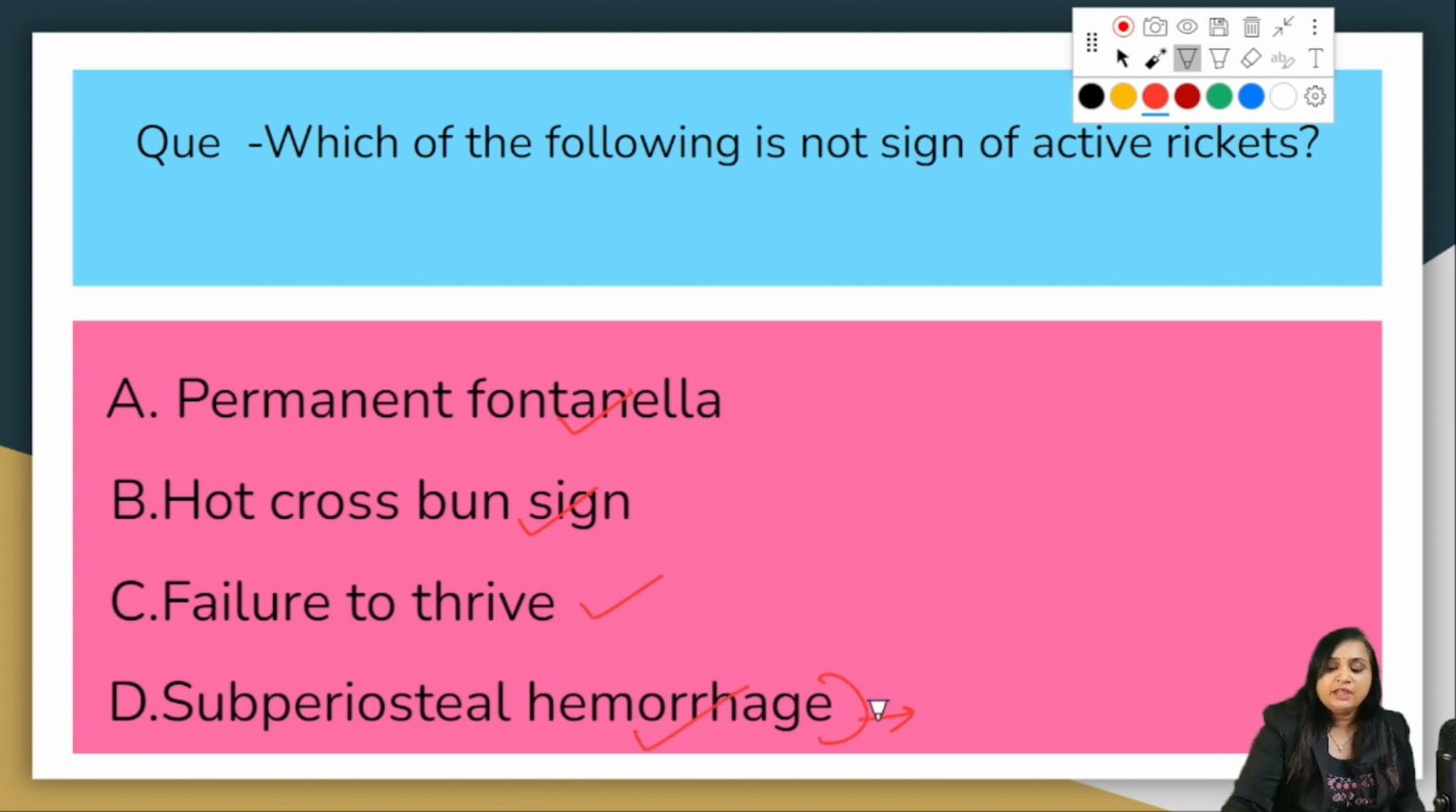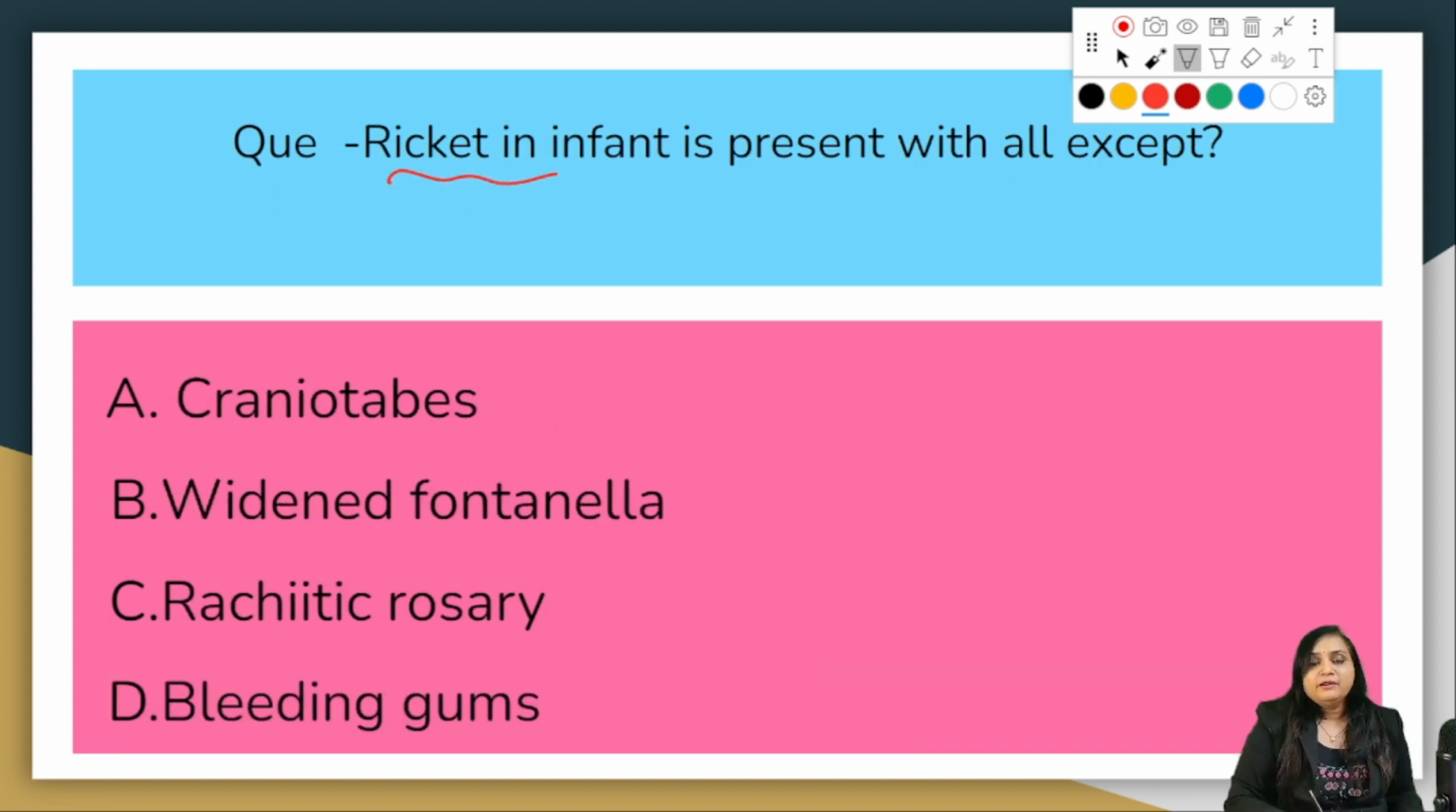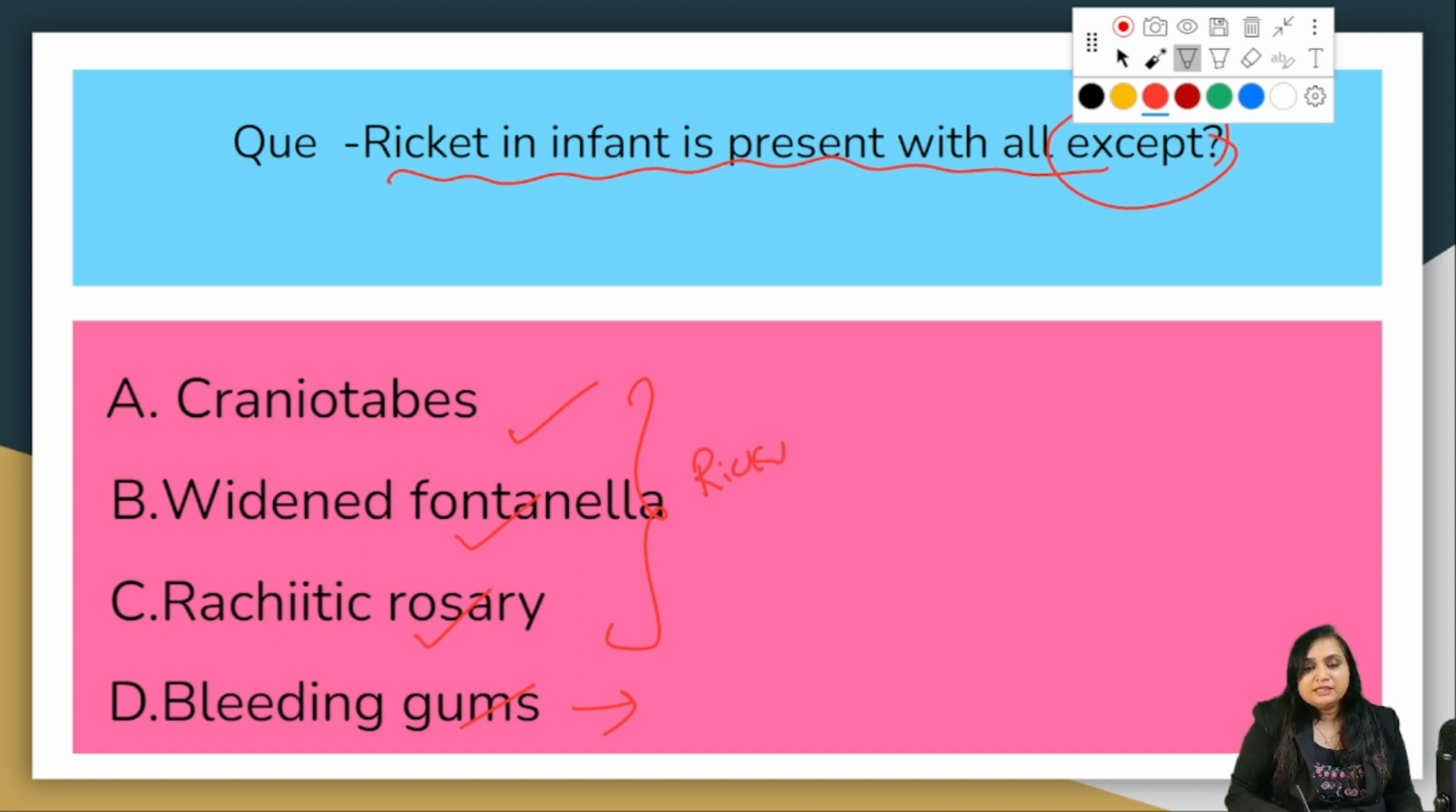Subperiosteal hemorrhage is a sign of scurvy. It is not a sign of active rickets. Rickets in an infant presents with all except craniotabes, widened fontanelle, rachitic rosary and bleeding gums. We all know that these three are a presentation of classical rickets, while bleeding gums is a presentation of scurvy.